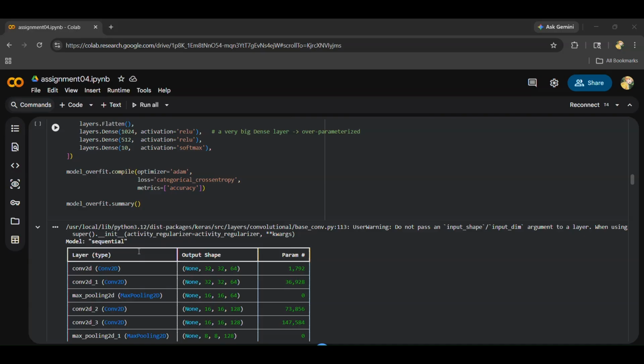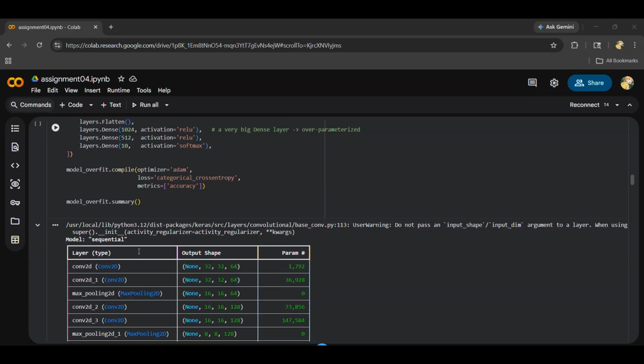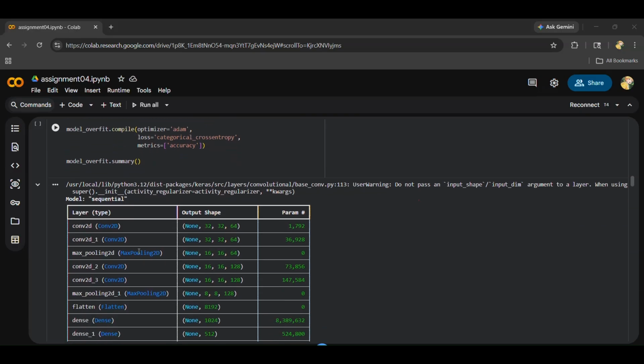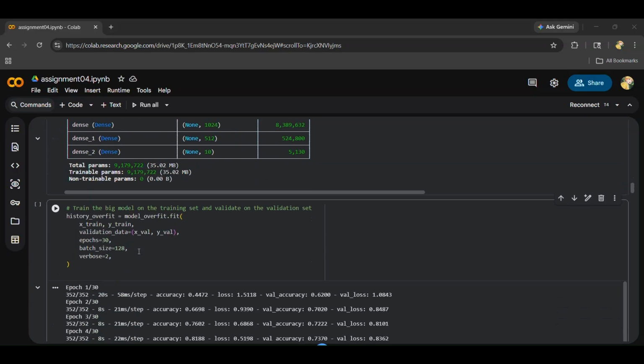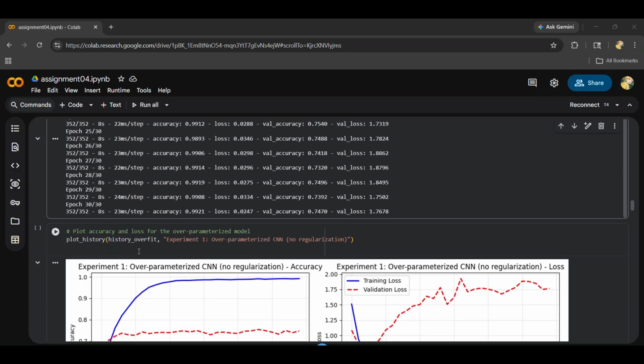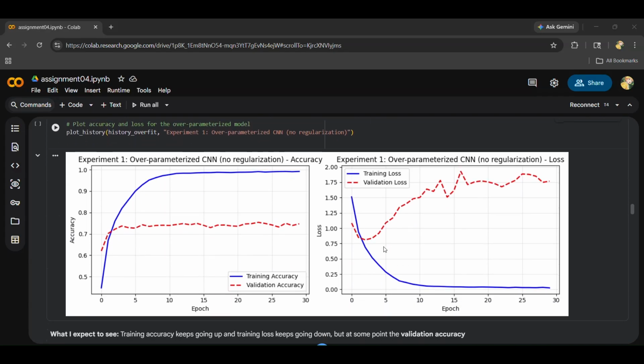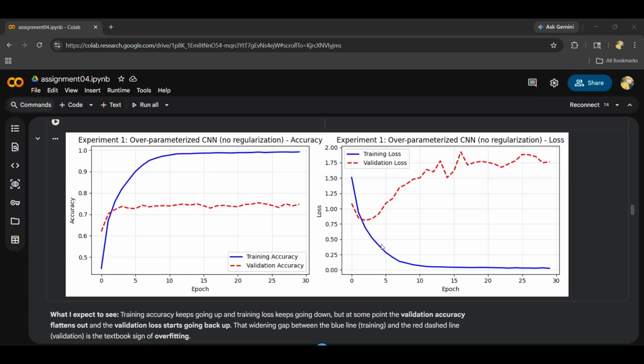I trained for 30 epochs with no regularization at all. When you look at the graphs, you can clearly see the overfitting. Here is the graph. On the left, the training accuracy in blue keeps going up, but the validation accuracy in red flattens out pretty early. The gap between them gets bigger and bigger.